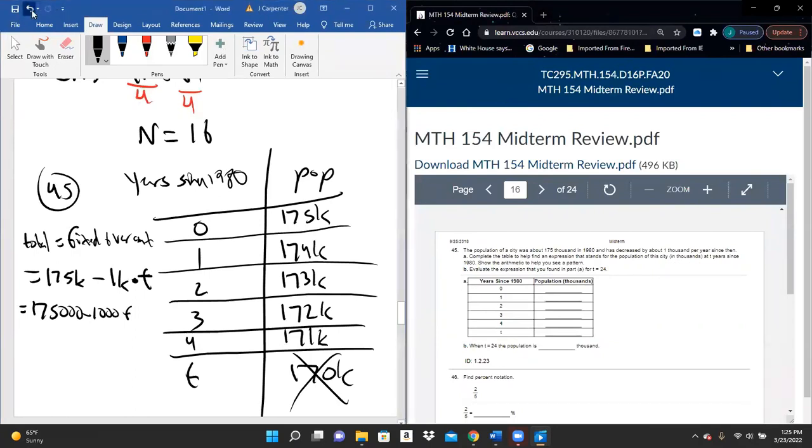And that is because that does not say time 5 years in, that says time T. What is really supposed to go here is 175,000 minus 1,000 T. It's supposed to be the actual formula. That is what a lot of people mess up.